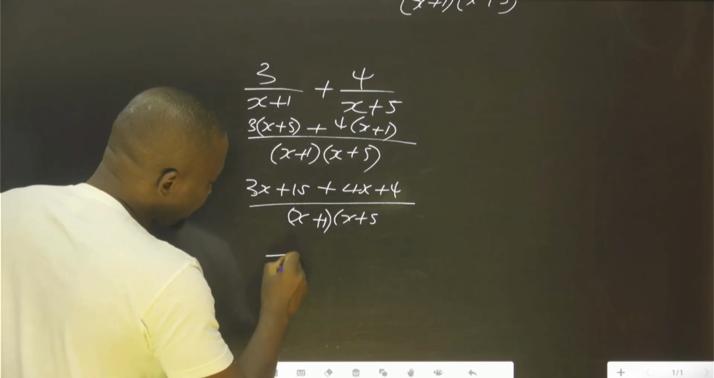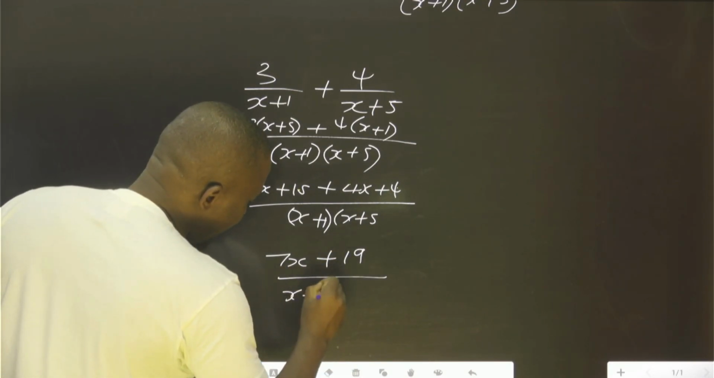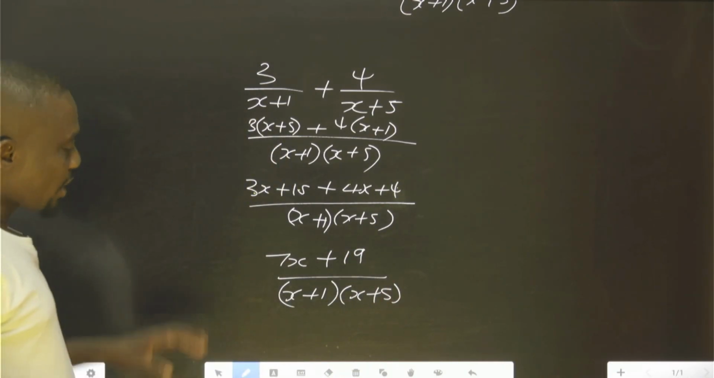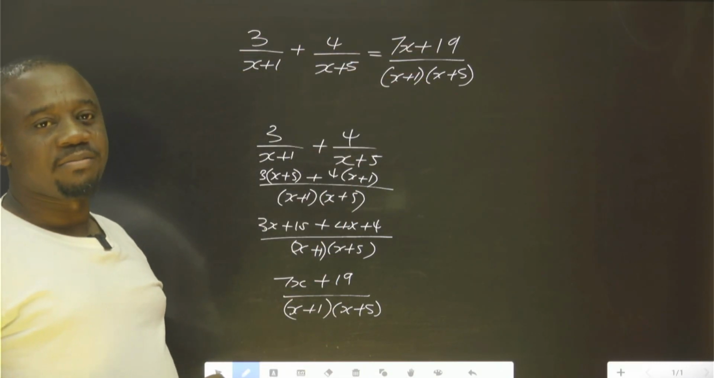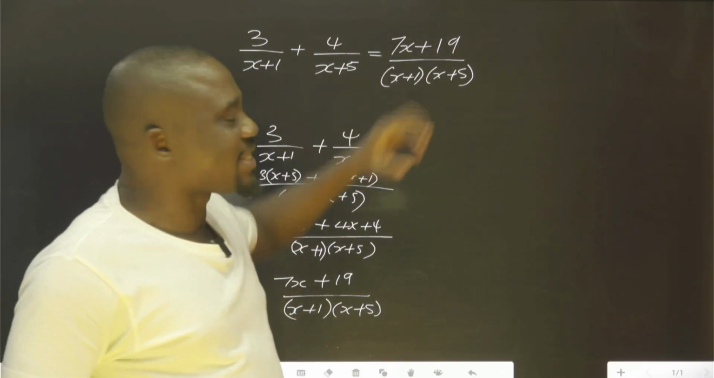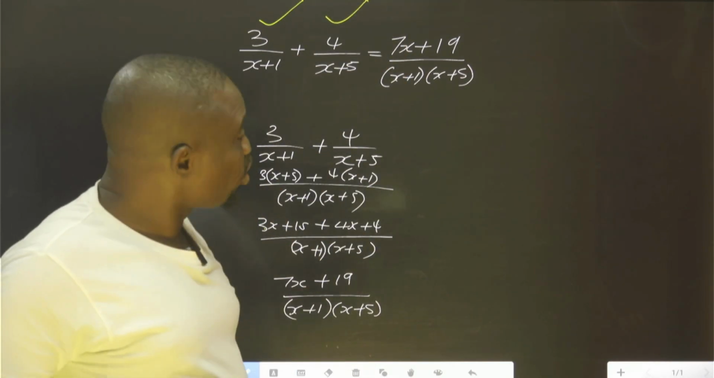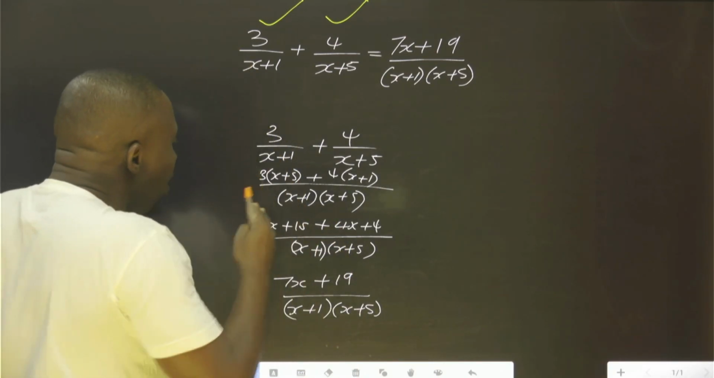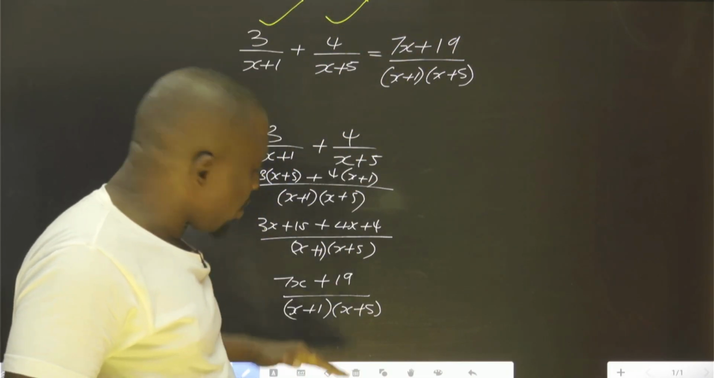This plus this is 7s. This plus this is 19 over s plus 1, s plus 5. So as you can see, if you solve this, you're going to have this. We say that these are partial fractions of this. This guy and this guy, they are partial fractions of this. The point is, we were able to get this result when we work this out.